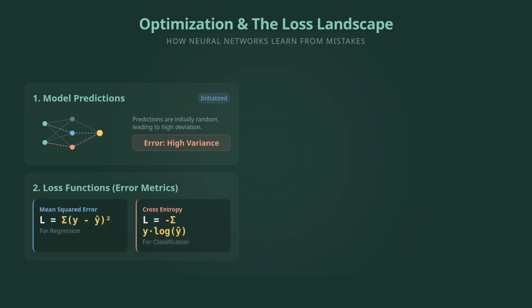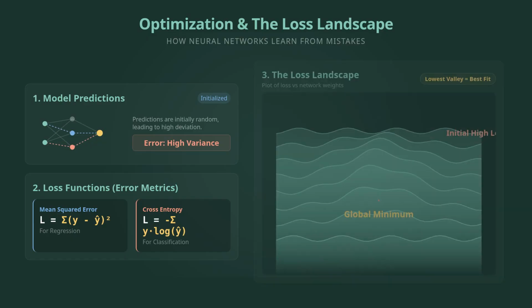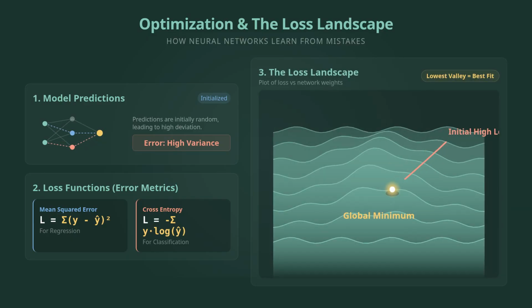If we plot this loss against every single weight and bias in the network, we get a highly complex, multi-dimensional surface called the loss landscape. Our goal is to find the absolute lowest point in this mathematical mountain range, where the network's errors are minimized and its performance is maximized.